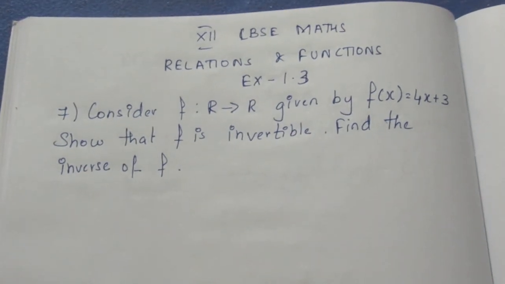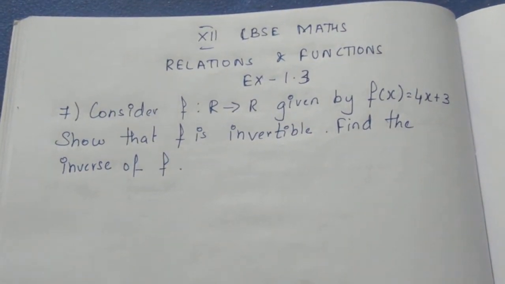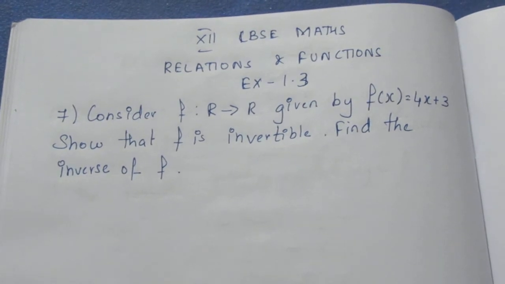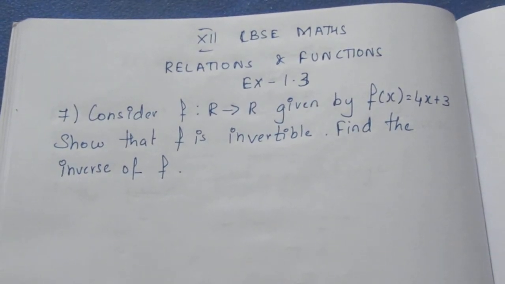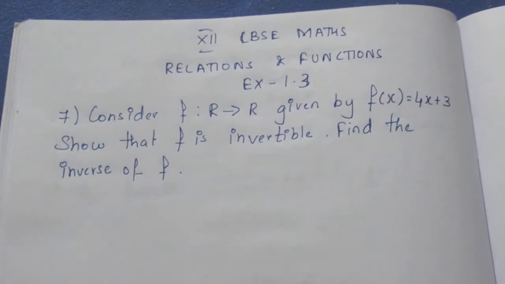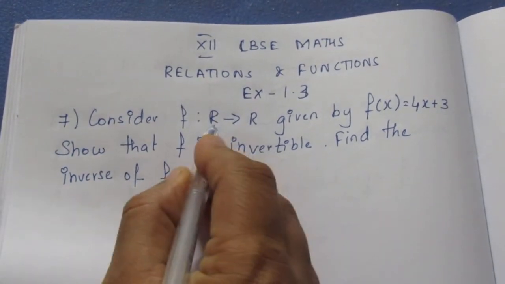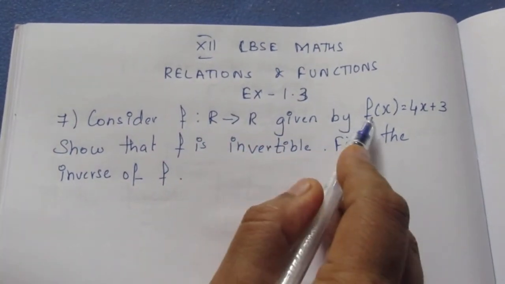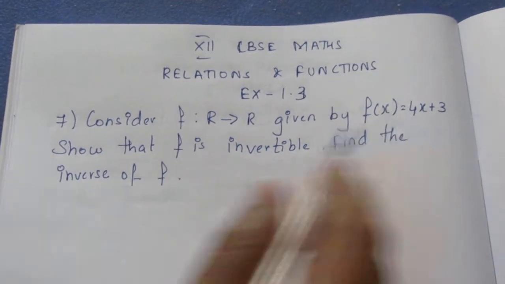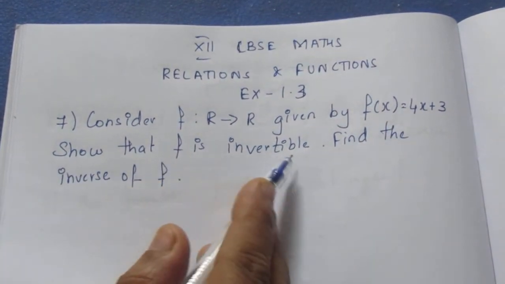Today we are going to see 12 CBSE Maths Relations and Functions, exercise 1.3, question number 7. Let's see the question. Consider f, a function from R to R, real numbers to real numbers, given by f of x is equal to 4x plus 3. Show that f is invertible.